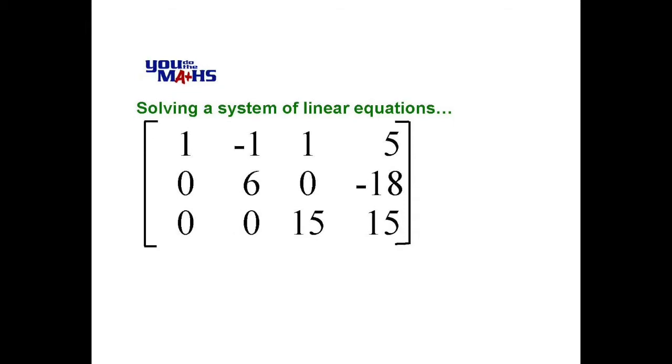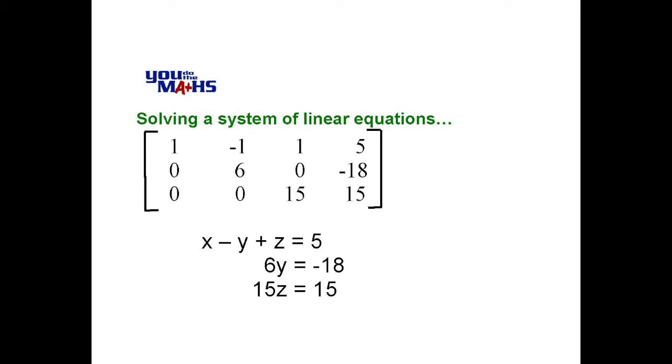So our third row becomes 0, 0, 15, 15. Let's think about what this matrix means in the context of our original equation. We've changed things a little bit. So we've still got our first equation, which is x minus y plus z equals 5. The coefficients match the first row. But the second row is now saying 6y equals -18, and the last row is saying 15z equals 15.